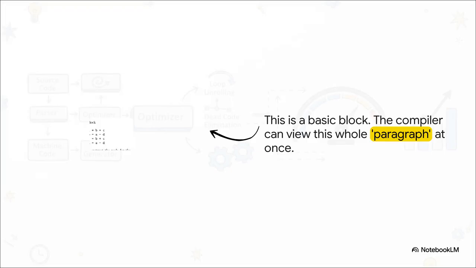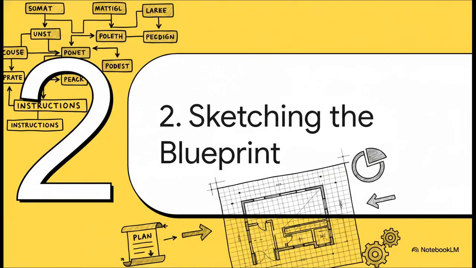And here we go. This is what a basic block actually looks like in real code. Just a simple list of commands. And because there are no detours, our little automated tidy-up expert, which we call the compiler, can look at this entire block all at once. It gets this perfect bird's-eye view of the whole paragraph, and that is absolutely crucial for spotting ways to make it better. But a good cleanup job isn't random. You don't just start throwing things out, right? Before the compiler deletes or rearranges a single thing, it needs a plan. It has to map out how all of these instructions are connected to each other. So its very first step is to sketch out a little blueprint.